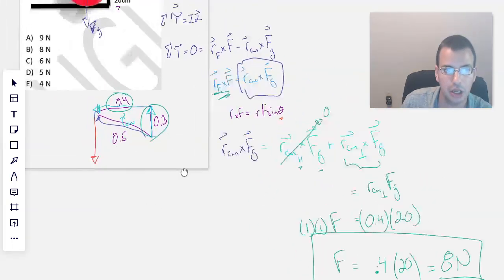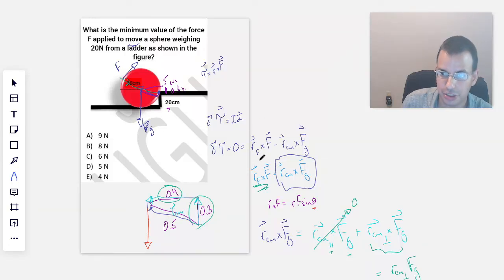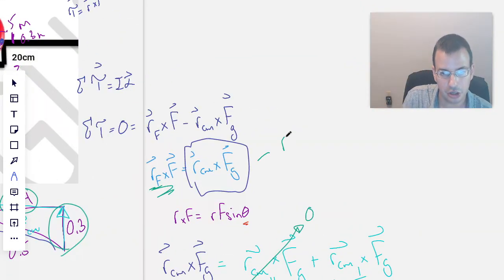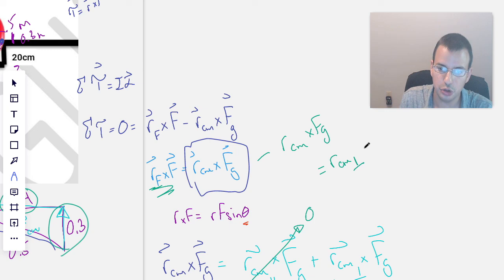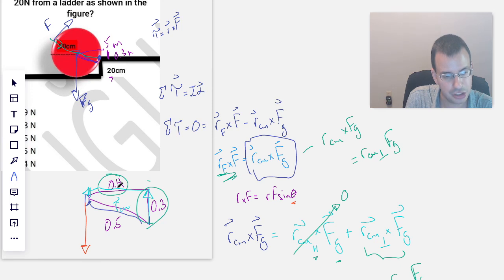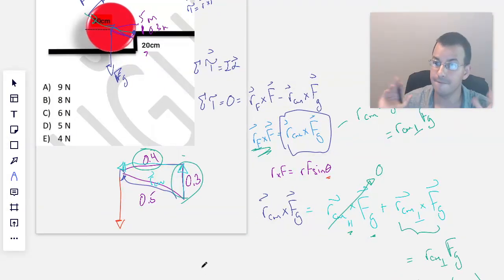So to backtrack real quick, what we did was we summed all the torques, set them equal to 0, and that's basically set our torques equal to each other. And then we converted this R center of mass cross force gravity to the radius to the center of mass that's perpendicular to the force times gravity. And that's why we look at just this component here, the 0.4, which was perpendicular to force gravity, which is straight down. So this 0.4 is the part that's horizontal, which makes sense because gravity is going to be vertical.